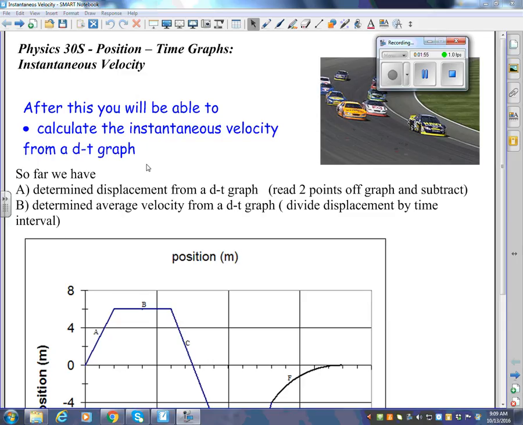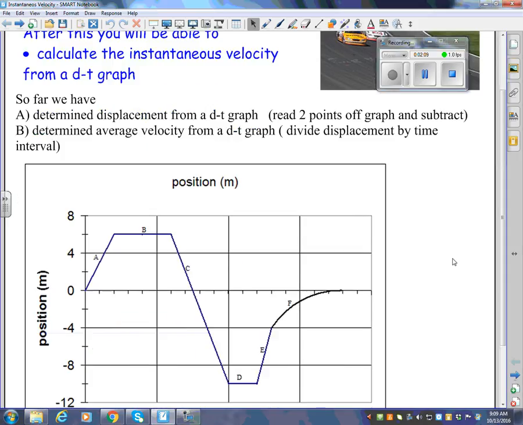Okay? So, as you can see right here, so far we've determined displacement from a DT graph. How do we do that? Reading 2 points off the graph and subtract. And we've also determined average velocity from a DT graph. We've divided the displacement by the time interval. And here's our working one that we're going to be working with.